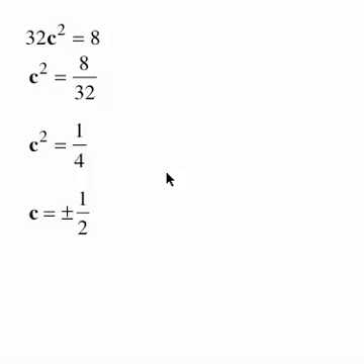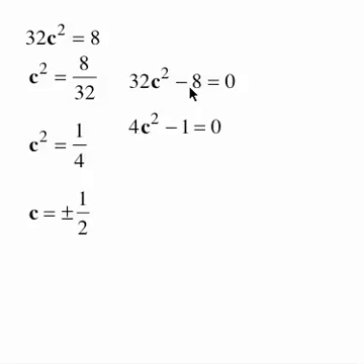We can look at this another way. What if we subtracted 8 from both sides and we got 32c squared minus 8 is equal to 0? We have a common factor of 8, so we're going to divide both sides by 8, and that gives us 4c squared minus 1 equals 0. Then, it's a difference of squares, right? So we write our two brackets, take the square root of the first term, so we have 2c, take the square root of the last term, 1, put a plus, put a minus, there we go. You know how to do difference of squares.